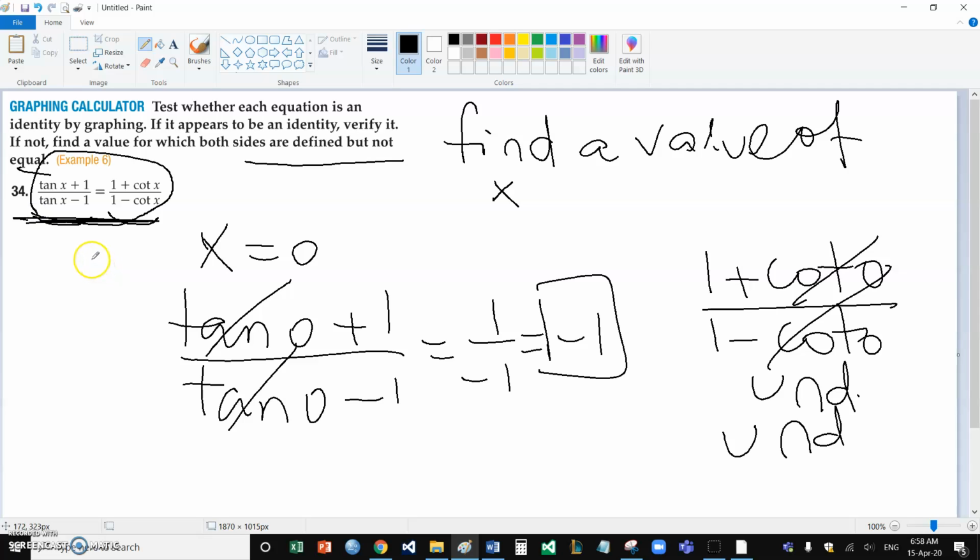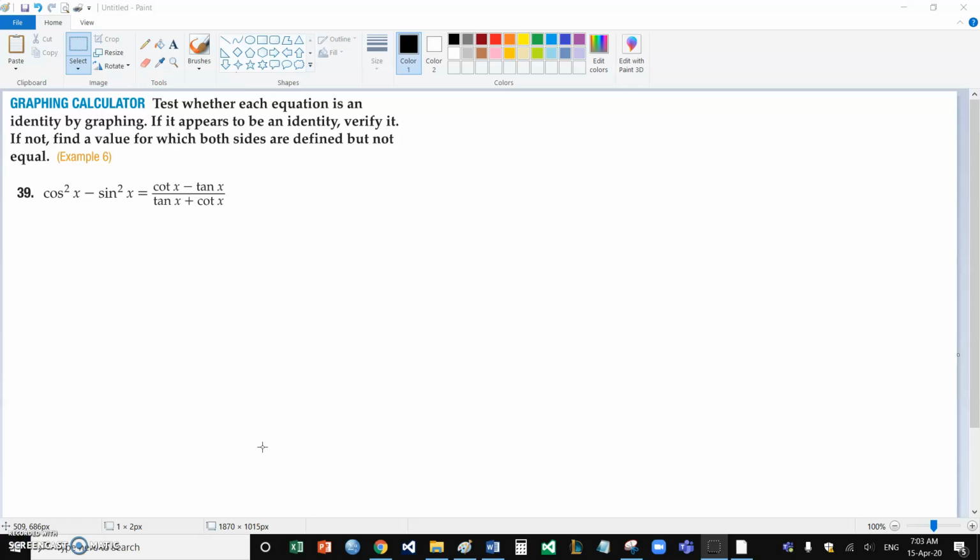Let's look at another example. This time we're looking at number 39. Cosine square x minus sine square x equals cotangent x minus tangent x over tangent x plus cotangent x. Again, let's graph both sides.